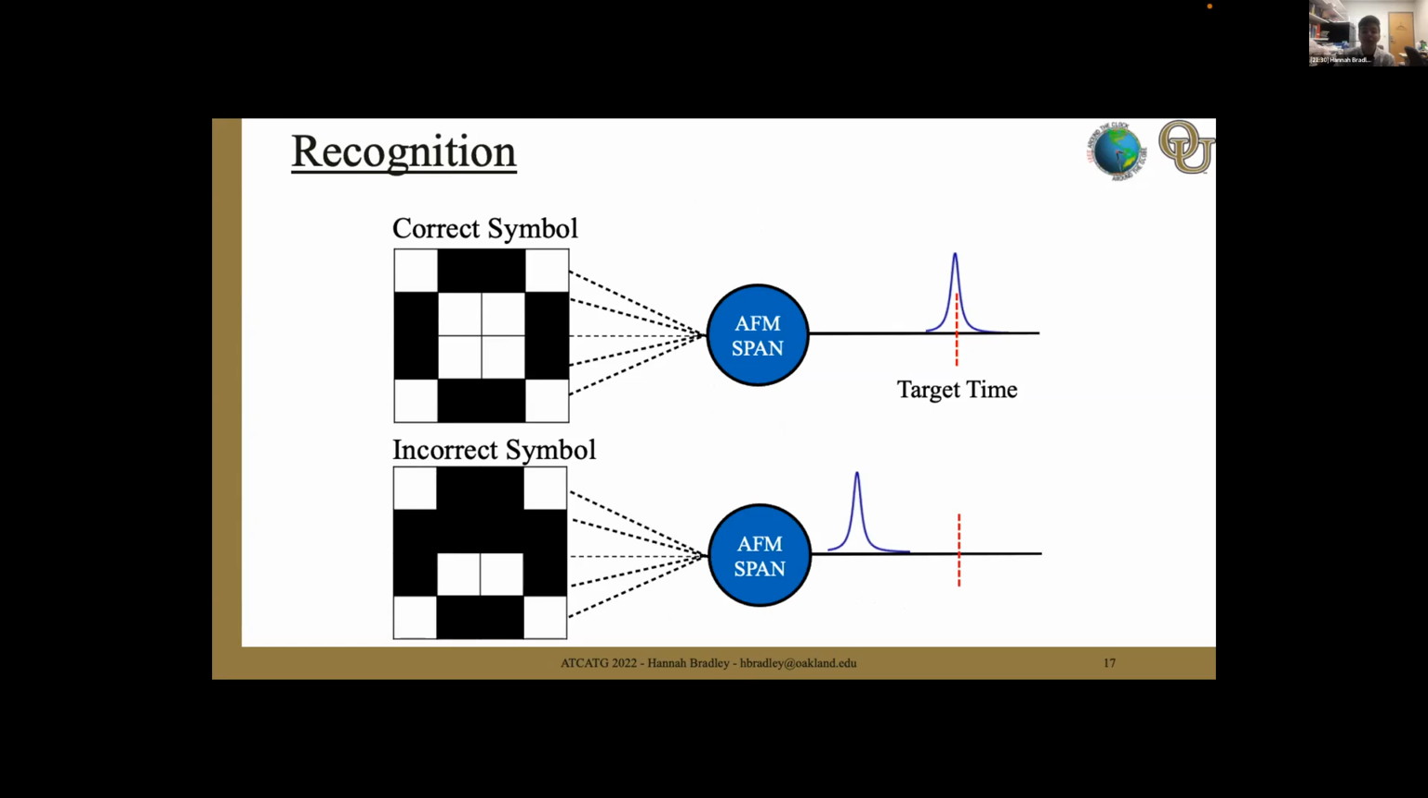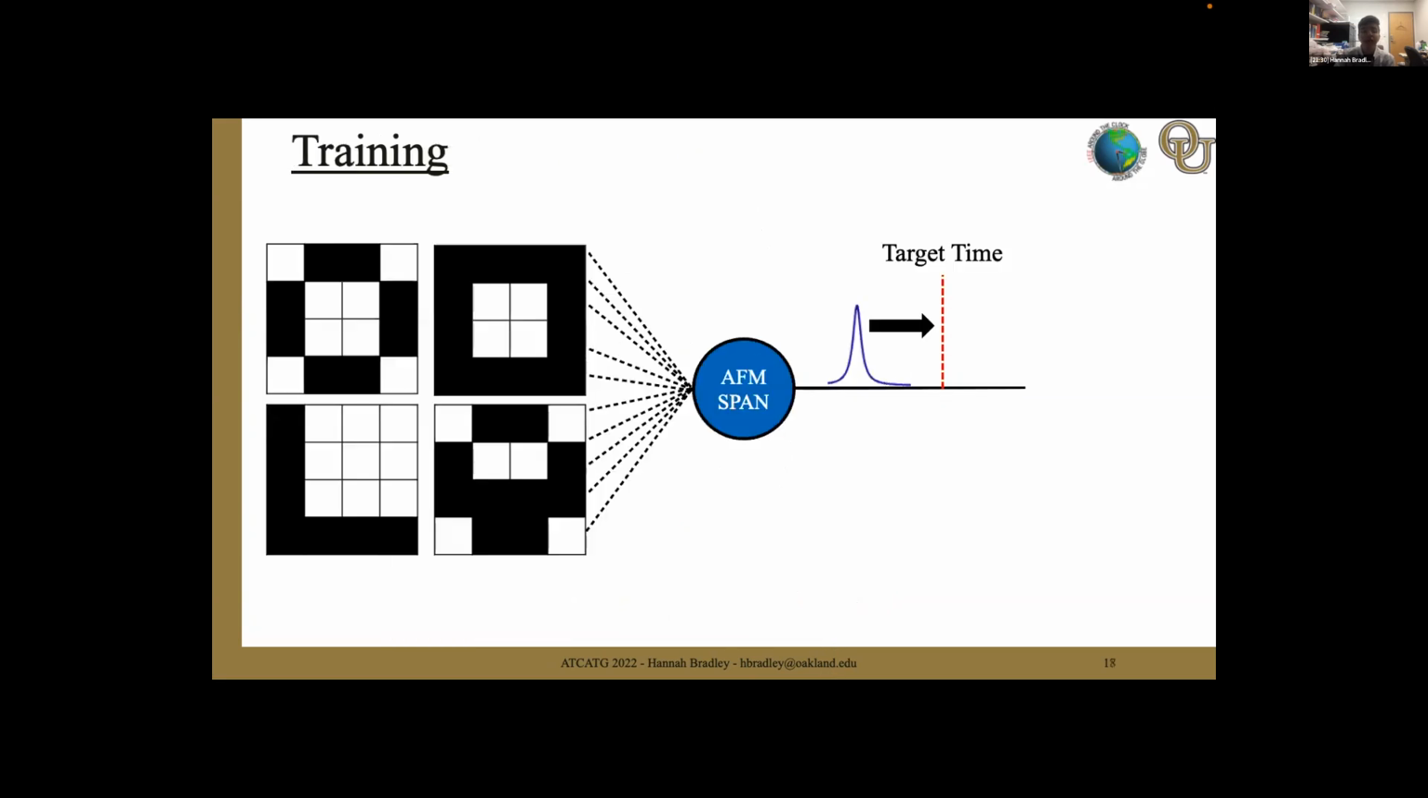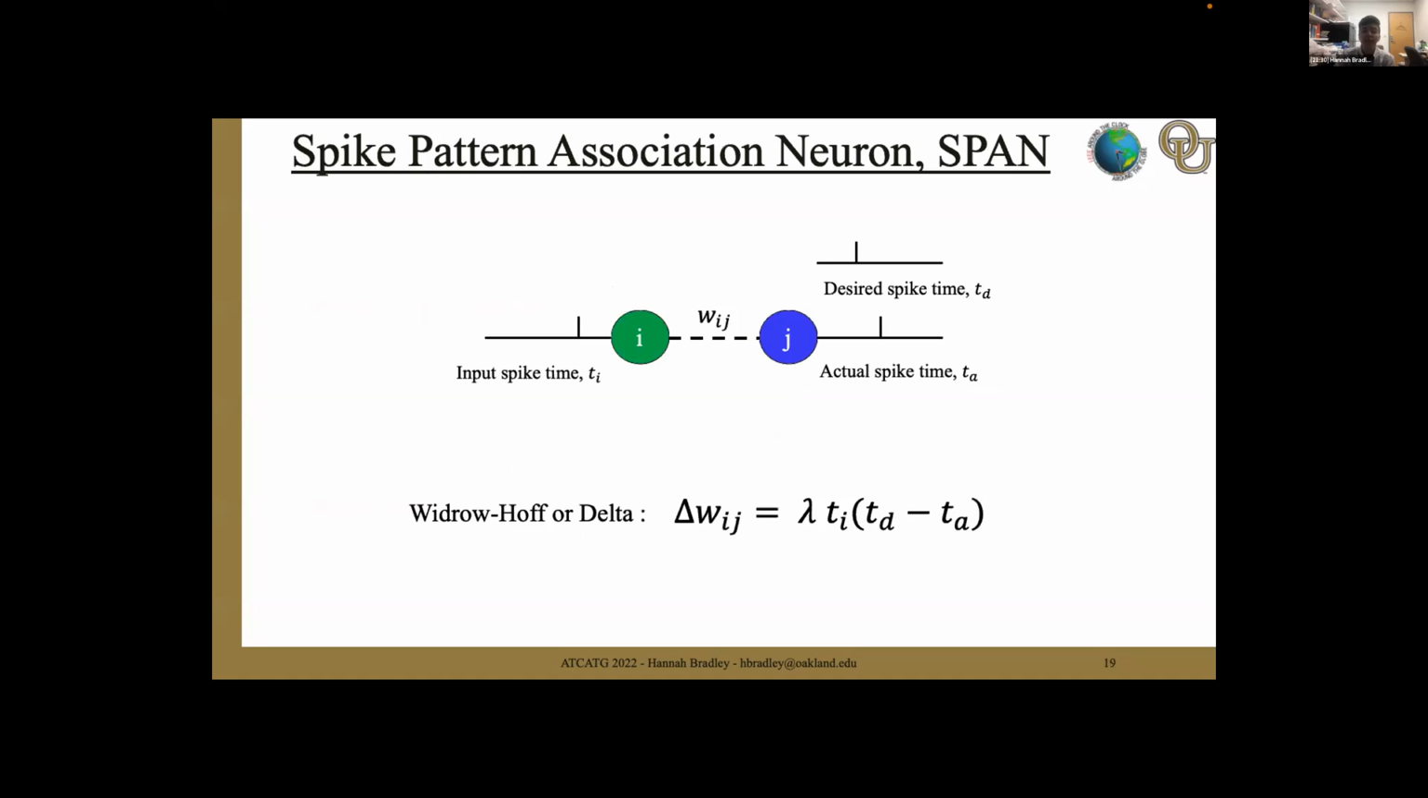When the correct symbol is inputted, the output neuron will spike at a target time. And when the incorrect symbol is inputted, the output neuron will spike away from the target time. We achieve this goal through training the output weights. During training, the neural network is fed a library of images made from the input grid of neurons. The SPAN algorithm will train the weights and work to move the output spike towards the target time for the correct image. The SPAN algorithm is based off the Widrow-Hoff or delta rule.